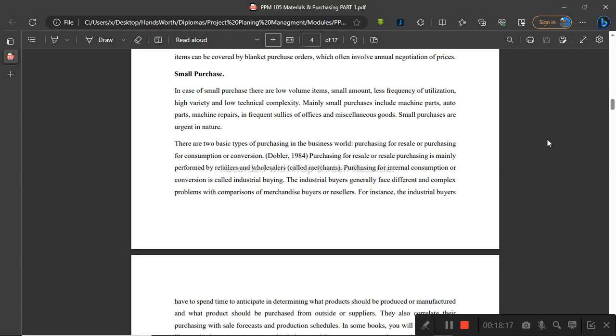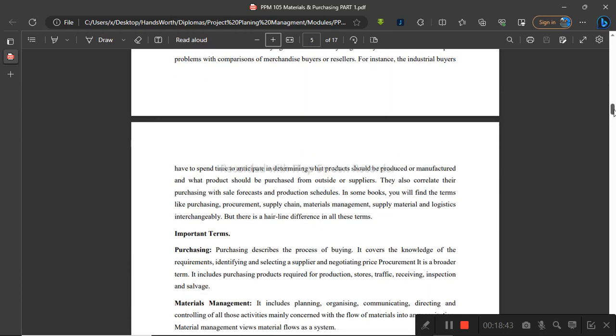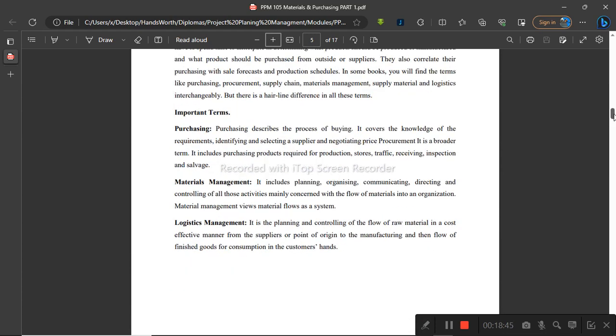It falls under purchasing for consumption or conversion. Purchasing for resale, or resale purchasing, is mainly performed by retailers and wholesalers. I've already mentioned this point. Purchasing for internal consumption or conversion is called industrial purchasing. I've already explained this, so we can move on.